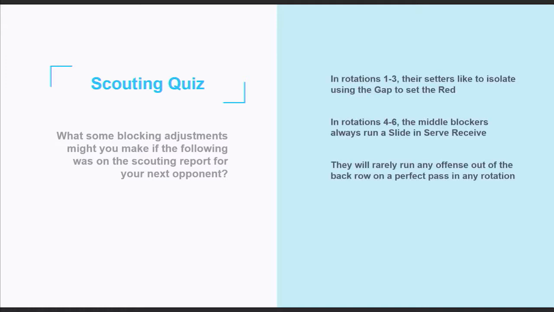Point number 1, in rotations 1 through 3, when their setter is in the back row, their setter really likes to isolate by using the gap and set overhead to the red. Point number 2, in rotations 4 through 6, when their setter's in the front row, the middle blockers always run a slide in serve-receive. And point number 3, they rarely run the back row attack, either a D or a BIC, off of a perfect pass. So get together, think about it on your own. What do you think might be some adjustments that you can make for a team like this?